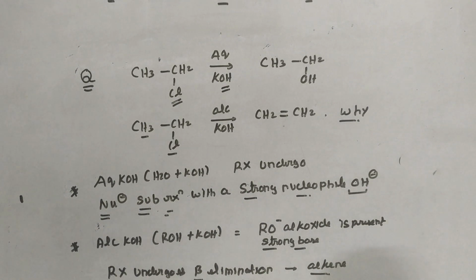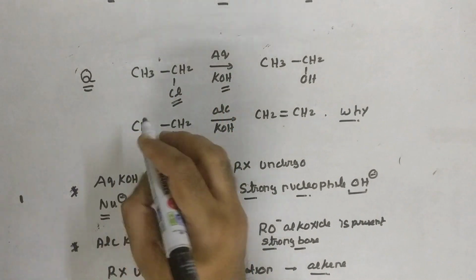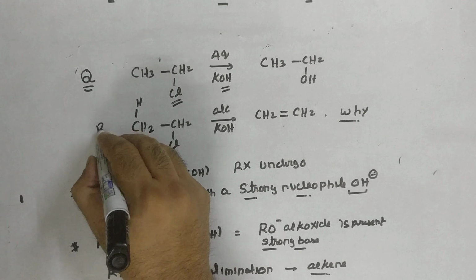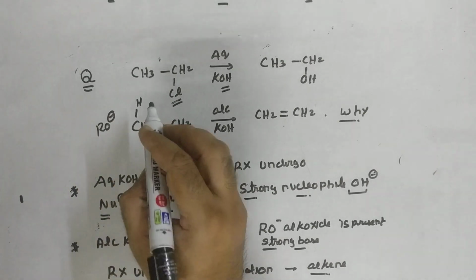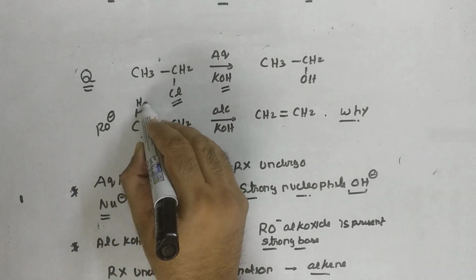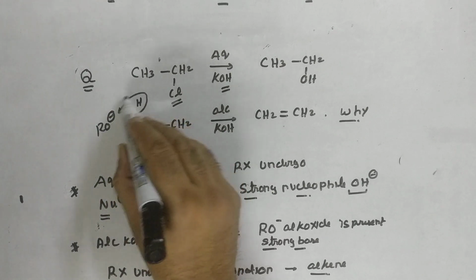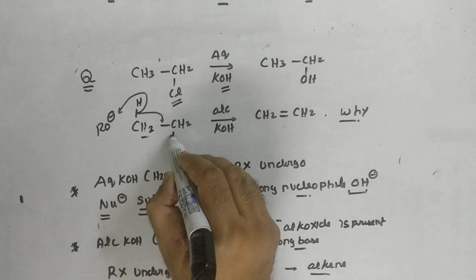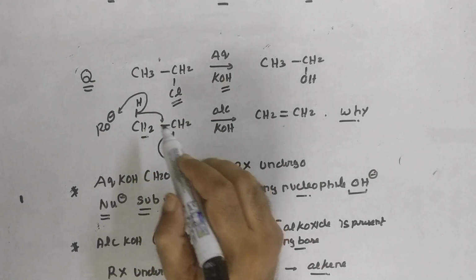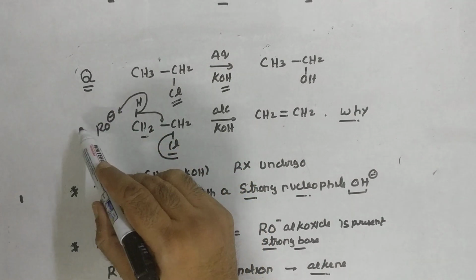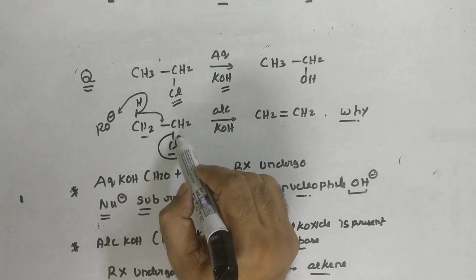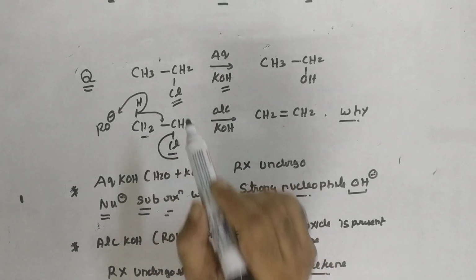Beta elimination reaction. Actually, what is going to happen, if you want to understand? The RO minus will come near this molecule. It is going to take this hydrogen, this H plus. These two electrons will come over here, and simultaneously this Cl will go away. So RO minus takes away this H plus, the electrons present over here come over here making a double bond, and the Cl is eliminated as Cl minus. So it's a beta elimination reaction.